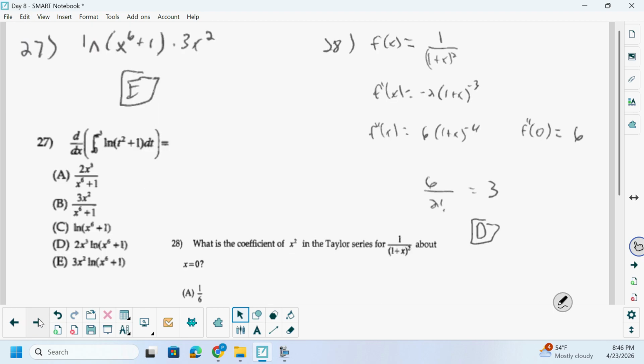In 27, we're doing the derivative of an integral that goes from a number to an algebraic expression. We've seen this probably at least 10 times now. We've mentioned it in review. So your algebraic expression gets subbed in for t, and then multiply afterwards by the derivative of what you subbed in. So choice E.